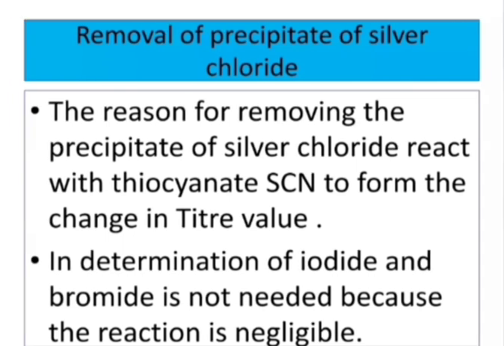Removal of precipitate of silver chloride. The reason for removing the precipitate is that silver chloride reacts with the thiocyanate, causing a change in titer value. In determination of iodide and bromide this is not needed because the reaction is negligible.